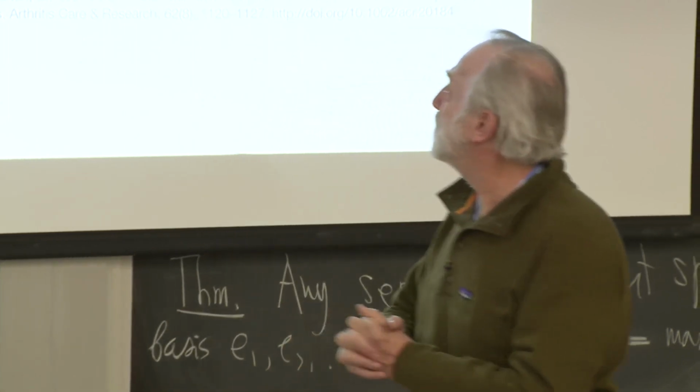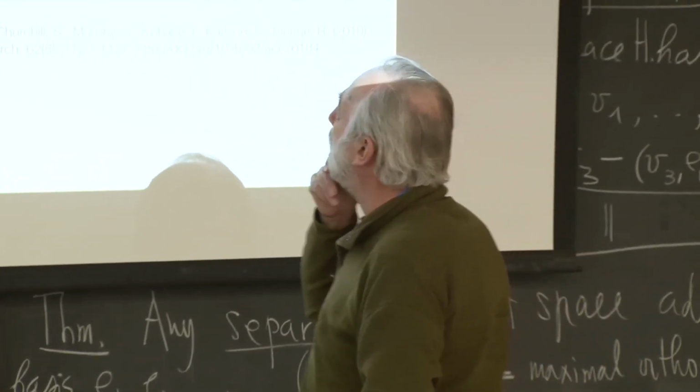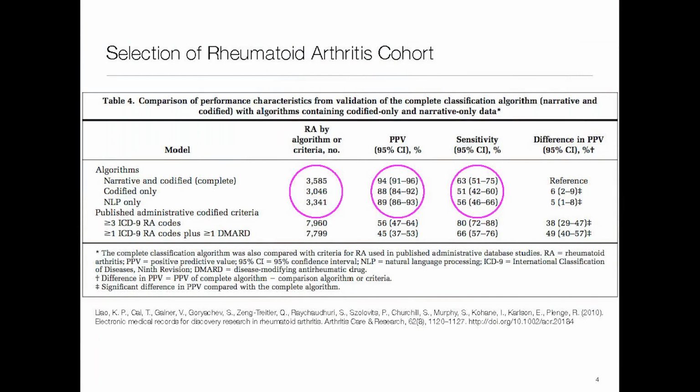So what we did is to say, well, if you train a data set that tries to tell you whether somebody really has rheumatoid arthritis or not, based on just codified data. So codified data is things like lab values and prescriptions and demographics and stuff that is in tabular form. Then we were getting a positive predictive value of about 88%.